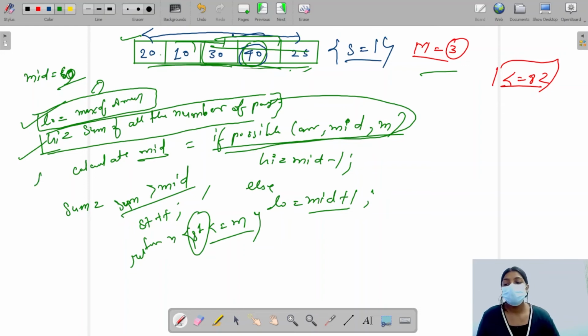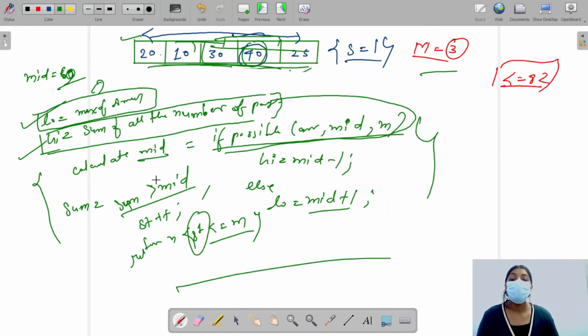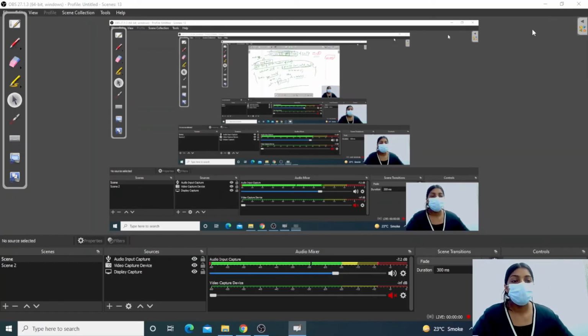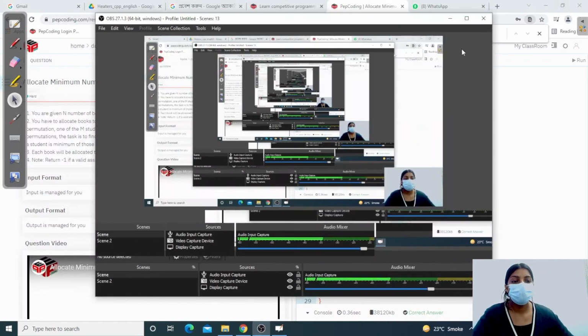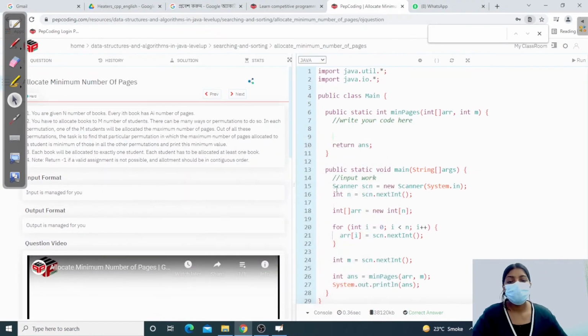Okay, so this was the whole main concept of how I am going to apply binary search in this problem. Like in this problem, how can I solve it using binary search? Okay, so I hope I was able to make it clear to you guys. Now let's code this.